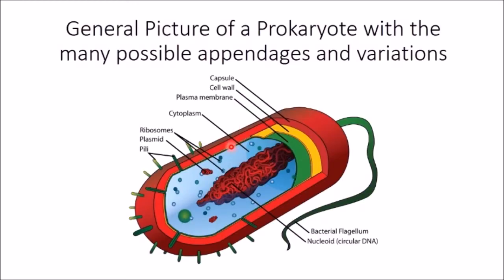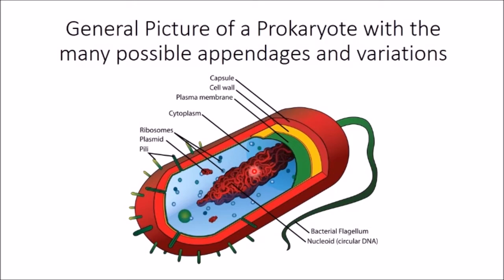So here's the general picture of a prokaryote with many possible appendages and variations. This is actually an example of a gram-positive bacterium. How do I know it's gram-positive? Because it has a cell wall and a plasma membrane. It's actually encapsulated as well, so it's an encapsulated gram-positive bacteria. Let's note some of the features: we have pili here, we have ribosomes, we have plasmids. We have a bacterial flagellum, and we have a nucleoid, a circular DNA.